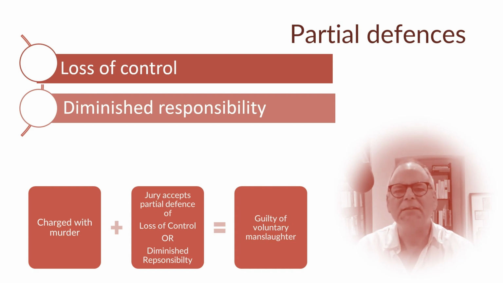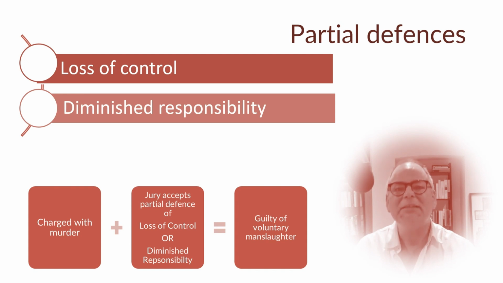Now, these are defences that can only be used for murder, and they are defences that are raised only when a defendant is charged with murder. And the defendant is hoping in this situation that the jury will accept their partial defence, and instead of finding them guilty of murder, they will either find them guilty of voluntary manslaughter on the grounds of diminished responsibility, or voluntary manslaughter on the grounds of loss of control.